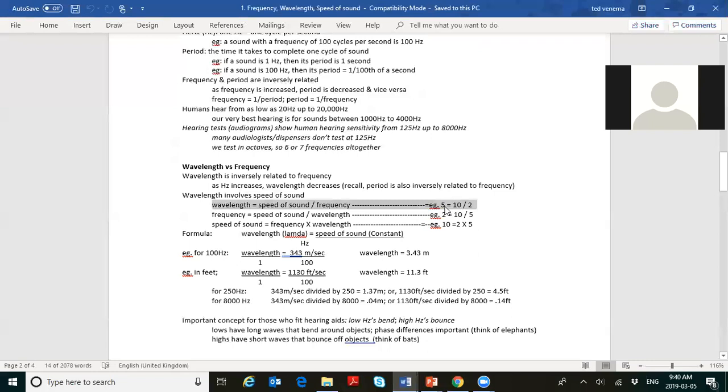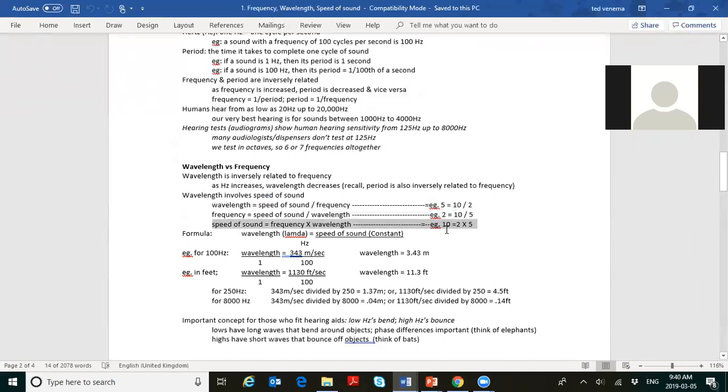Just like you can say 5 is equal to 10 divided by 2. Okay? You can flip the formula around if you know what the wavelength is and you want to find out what the frequency is, or if you know what the frequency is and you want to find out what the wavelength is. If you know what the wavelength is and you want to find out what the frequency is, you're going to do this one. 2 is equal to 10 divided by 5. And all you're doing is flipping numbers around. And if you wanted to find out what the speed of sound was, I guess you'd have the frequency times the wavelength. 10 is equal to 2 times 5.